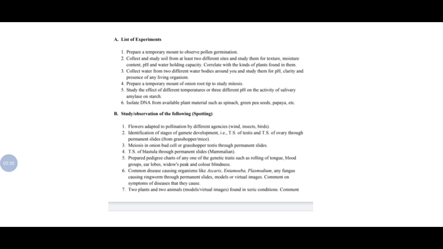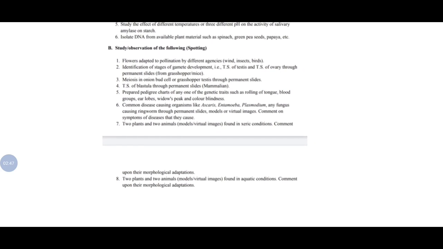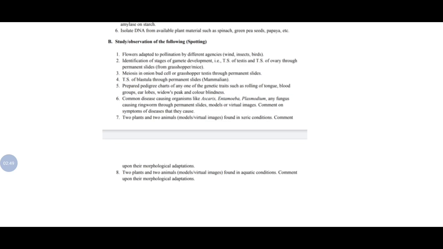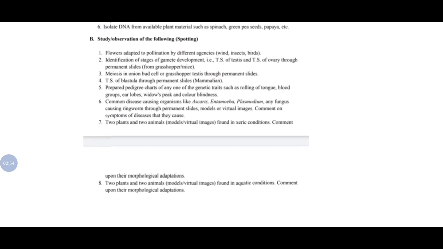Then for slide preparation, there is the first experiment: prepare a temporary mount of onion root tip to study mitosis, and the second: prepare a temporary mount to observe pollen germination. These are your slide preparations. And you can see the study and observation of the following spottings, and out of these you will get 7 spots.